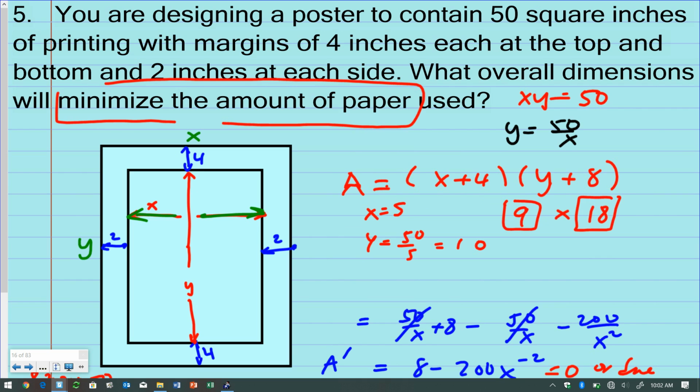Do you guys see where I'm getting these? Like you have to plug in the overall dimensions. It's going to be y plus your margins. So that's y plus 8. And then the overall dimensions are going to be x plus your margins, which is x plus 4. So this is going to be added to 4. This is going to be added to 8. And your overall dimensions are going to be 9 by 18. And that's your answer. Nice. You like that?